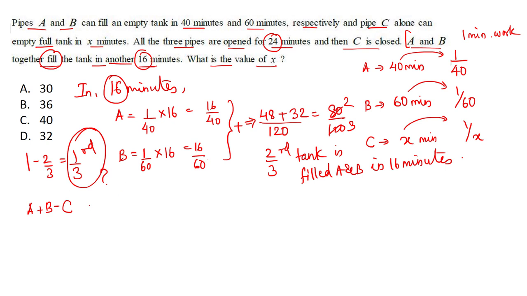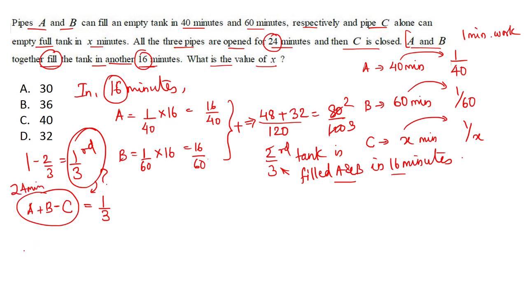Now, these three will be doing 1/3 amount of the work, okay? 2/3 is done by whom? By A and B in 16 minutes. 2/3 of the tank is filled. So the remaining 1/3 of the tank will be filled by all these three in 24 minutes, okay?